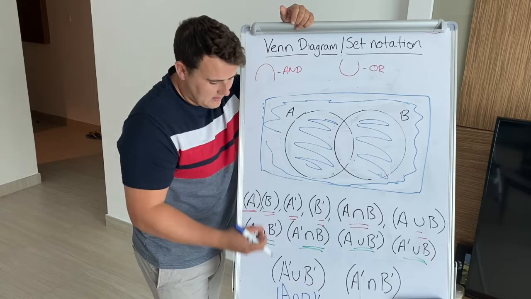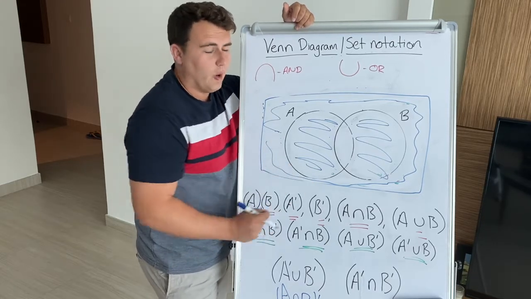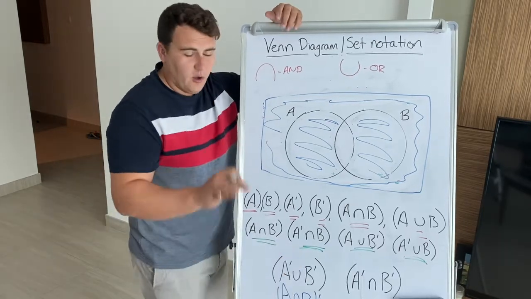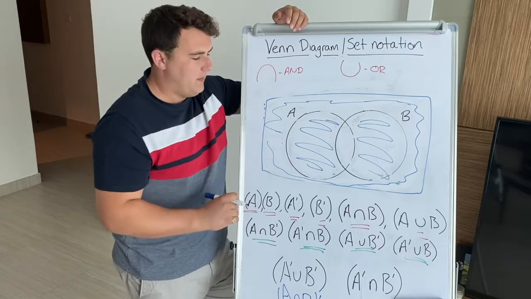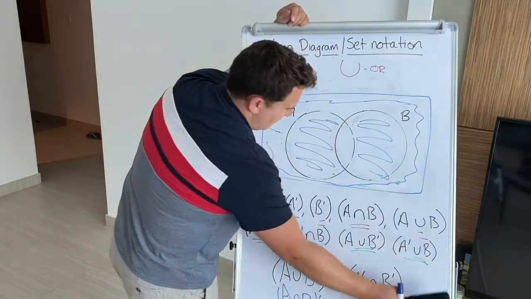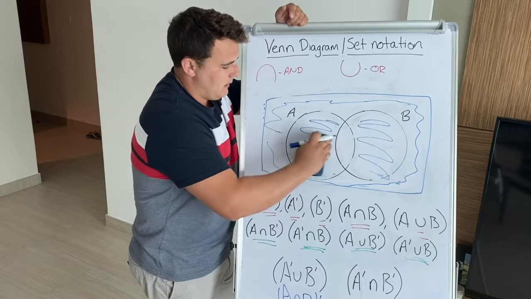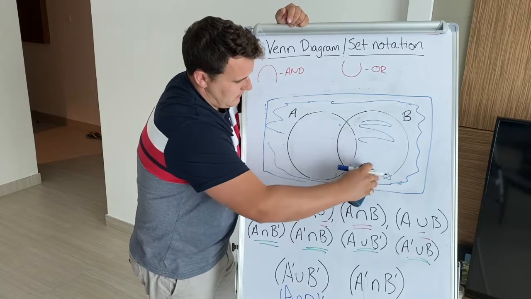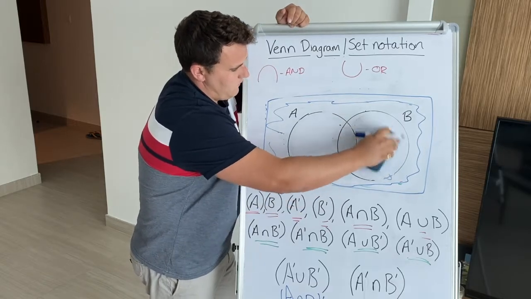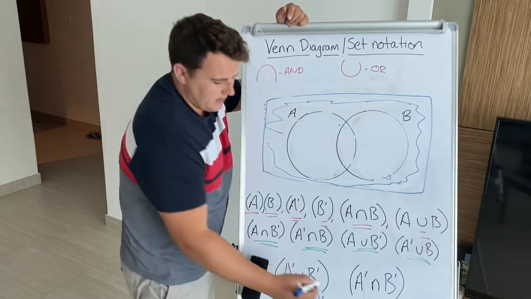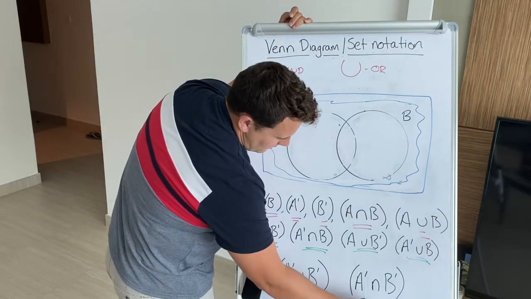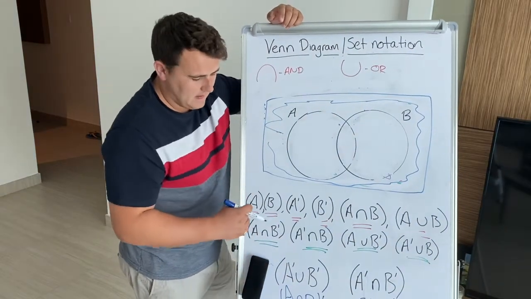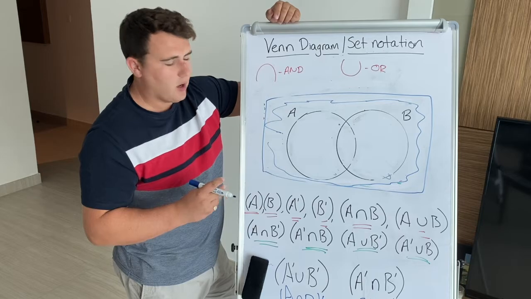So that's not A or not B. And then last but not least is not A and not B. So it has to meet both criteria, which means we cannot include this bit. Which is actually the same as saying A or B not. So not in A or B. So there's still a couple of ways you could write the same things over again.